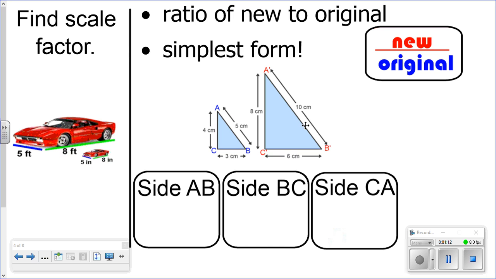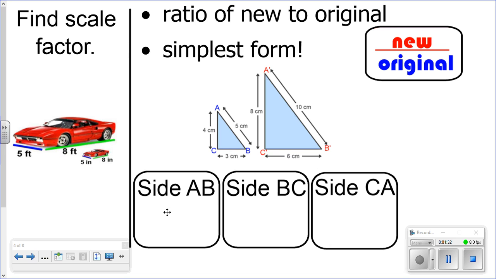So to find the scale factor, we look at the ratio of new to original. So new is on the top, original is on the bottom, making sure it's in its simplest form. If I look at this figure, you can see that the blue letters are my original and the red is my new one because it's the one that has the prime symbols.